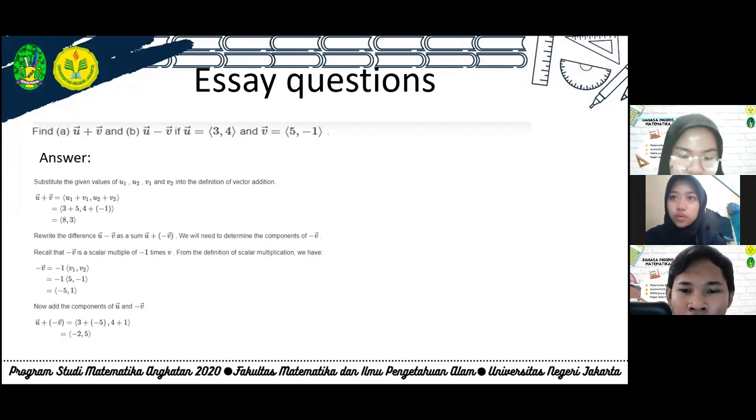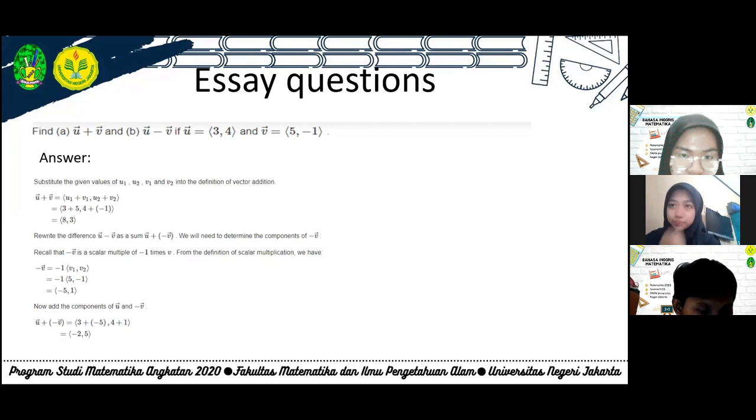Next, rewrite the difference of vector u minus vector v as vector u plus negative vector v. We will need to determine the components of negative vector v. Recall that negative vector v is the scalar multiple of -1 times v. From the definition of scalar multiplication, negative vector v equals -1 times (v1, v2) equals -1 times (5,-1) equals (-5,1).